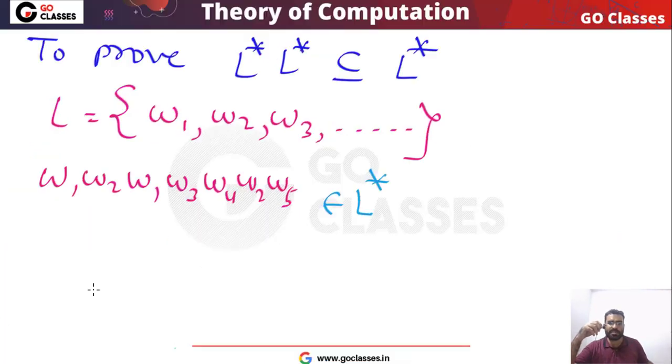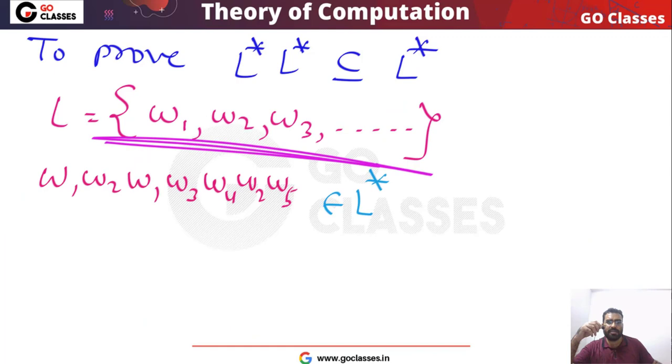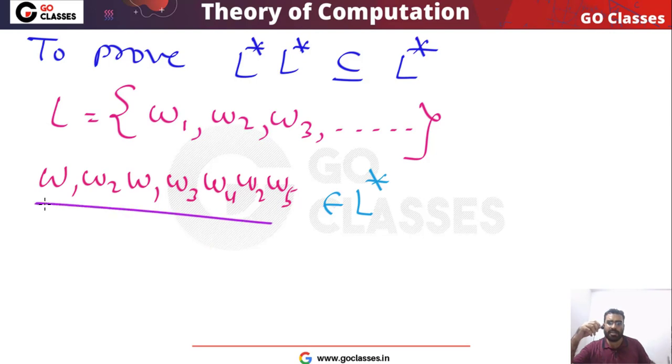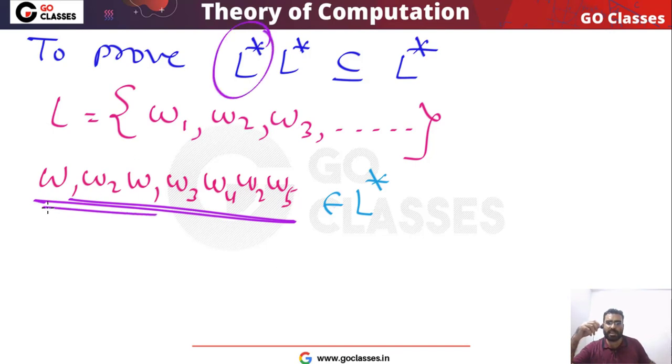So finally, what I'm saying is that if I assume L is W1, W2, then this type of strings will be in L star. Remember, this L star has nothing to do with this other L star, of course they are the same.